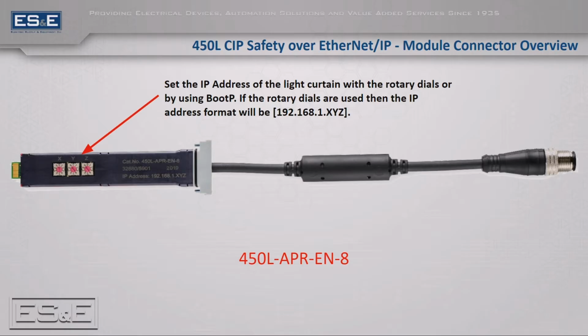Here's a look at the receiver module, the plug-in module that I've been talking about. So this is the main component here. This is where you set your IP address for the CIP safety light curtain. You can use these rotary dials, or again, you can use BootP or the RSLinx utility as well if you have something other than 192.168.1 as your subnet. But you just set these rotary dials and then you're all set, ready to go with your IP address.